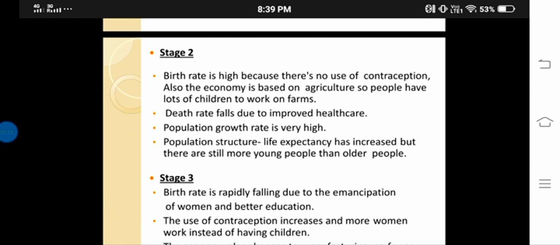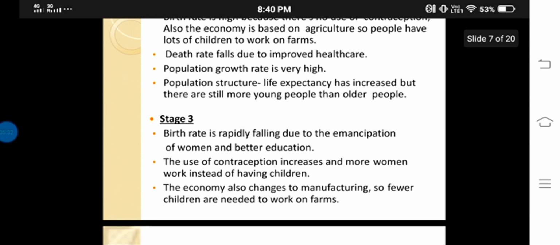Why? Because there will be improvement in healthcare. That's why population will be very high, and there will be an aging population. What do you mean by aging population? It means life expectancy has increased, but there are still more young people than older people.